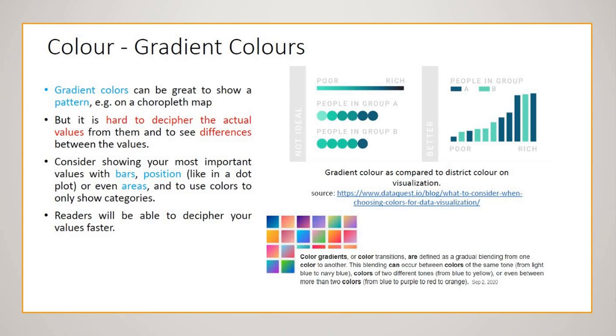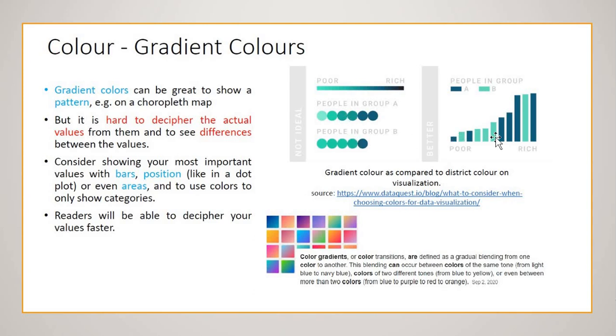Consider showing your most important values with bar position like in a dot plot or even areas, and use colours to show only categories. Berbanding dengan yang ni kan, not ideal. Not ideal sebab apa? Dia cuba guna gradient colour ni untuk represent level of richness, poorness ni kan. Jadi bilangan orang dia letakkan dalam bentuk dot ni.